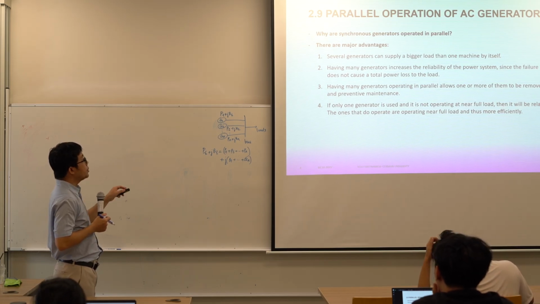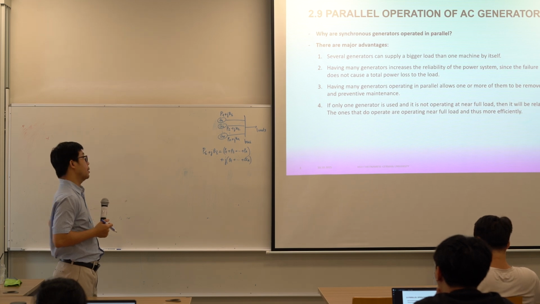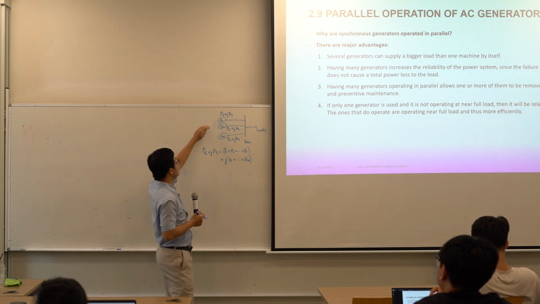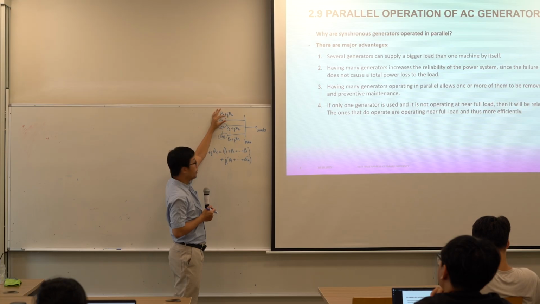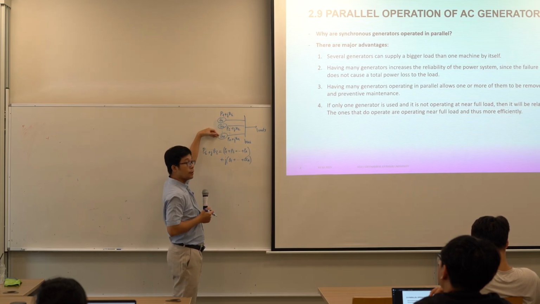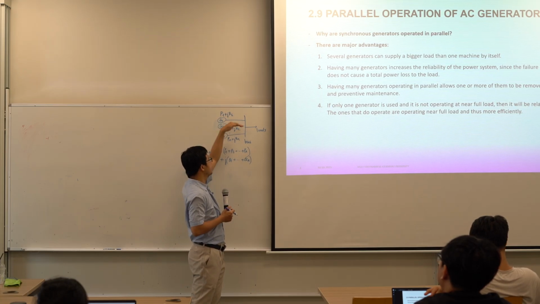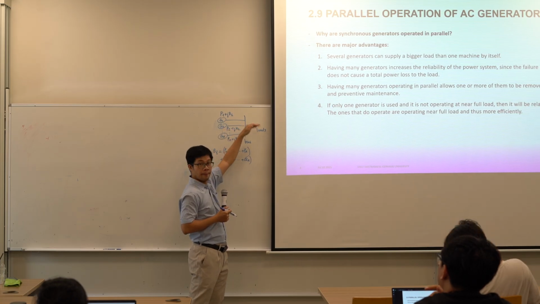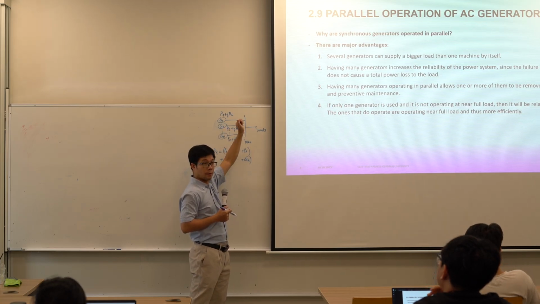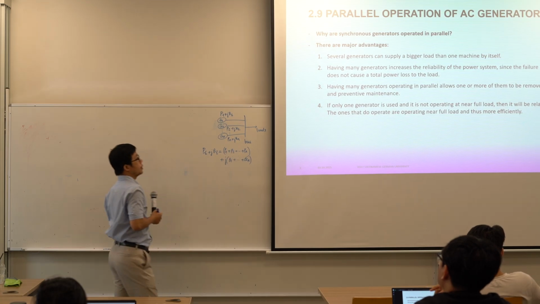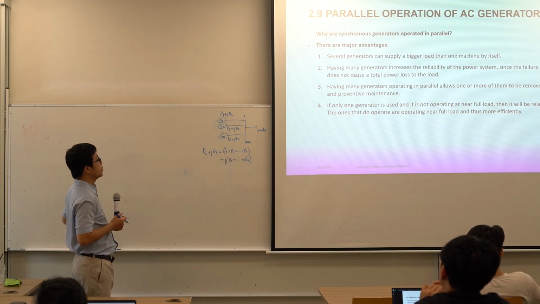We can also increase the reliability. Why? Because if G1 is broken, we have the other generators to continue supplying the load, sending power to the load. So more reliability, and so on.